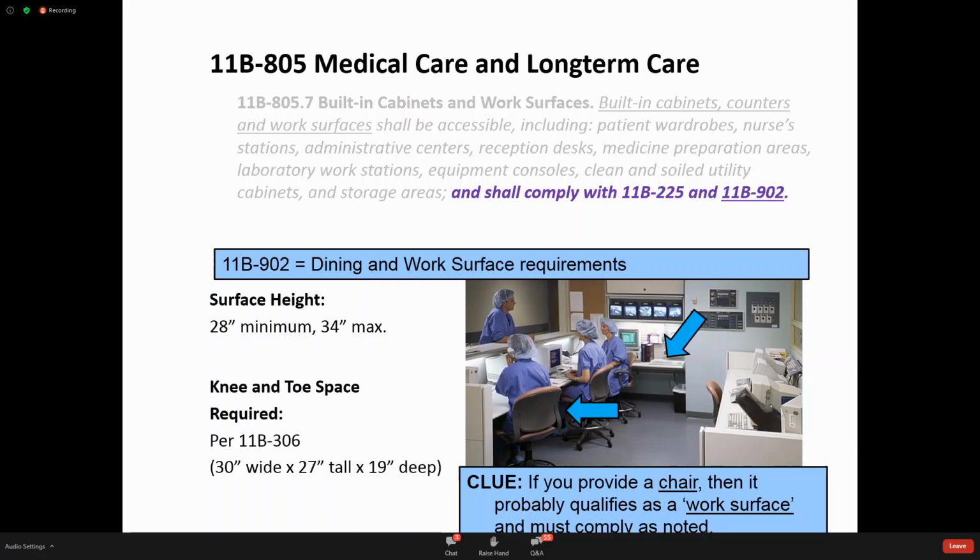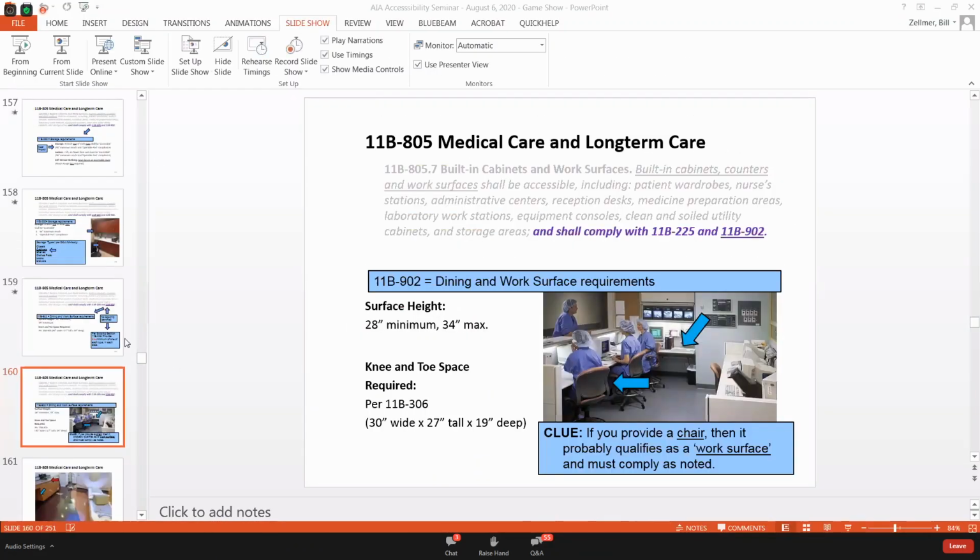Yeah, the question is not specific. So if it's a hand wash fixture, let's see if we can answer it that way. What would be the appropriate sink depth for, say, an acute care setting hand wash fixture? If it's a hand washing fixture, it'll be classified as a lavatory. The requirements for a lavatory are 17 to 19 inches of depth. I'm going to see if I can find the slide. We're on slide 160.